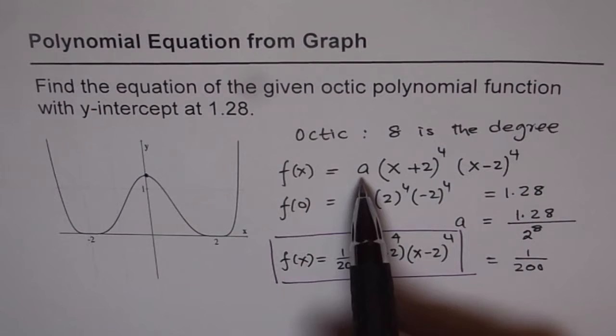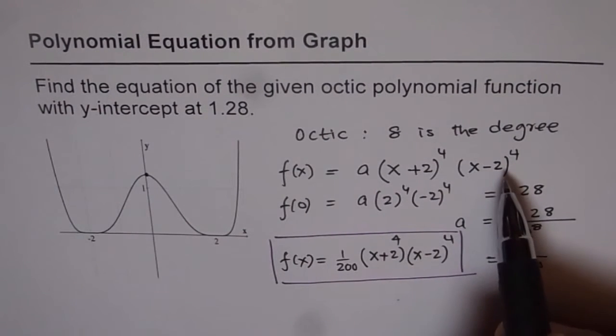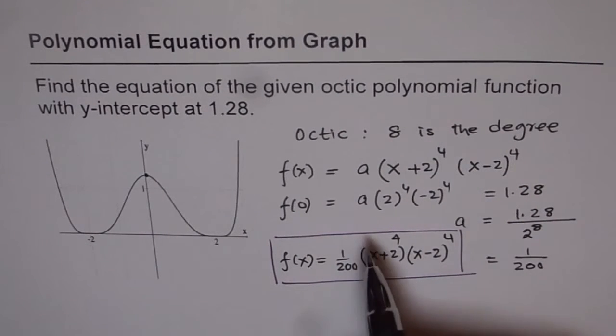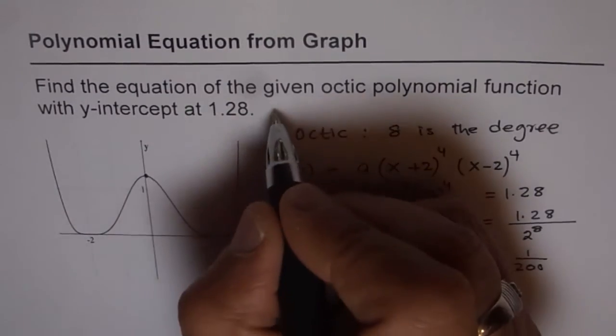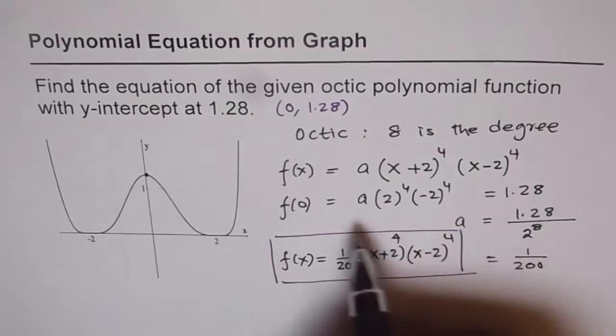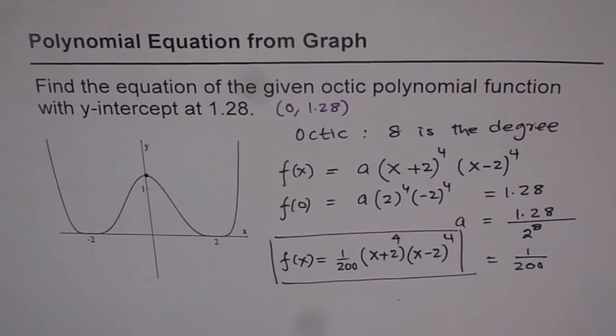Multiply by a factor a, so that we can match the y-intercept for this family of graphs. Now when you substitute the y-intercept, that is x equals 0 and y equals 1.28, then you have an equation from which a could be found. So once you find the leading coefficient, substitute it and get your graph. So these are the steps to be followed to write down the equation.